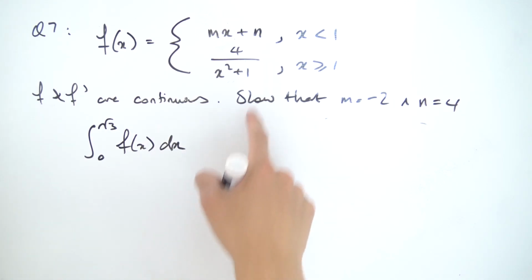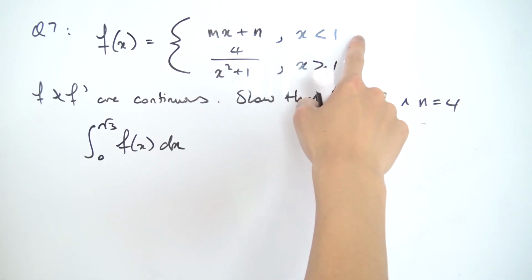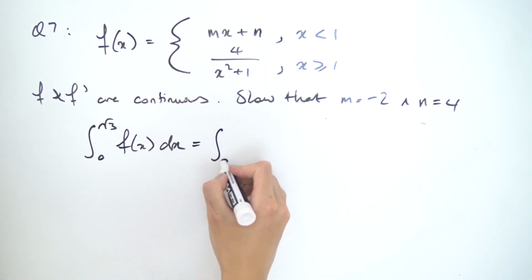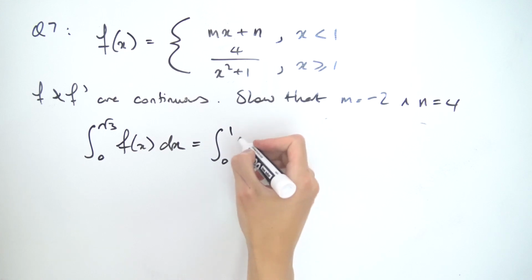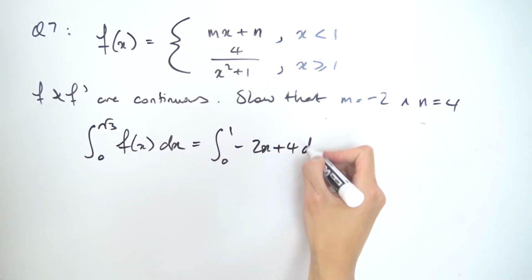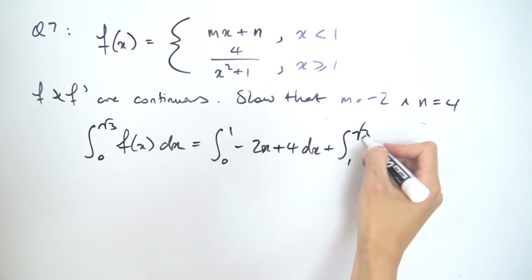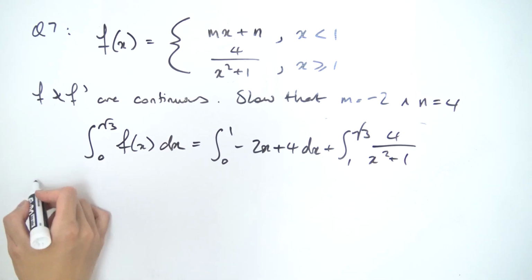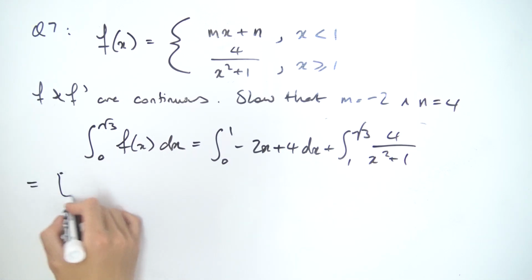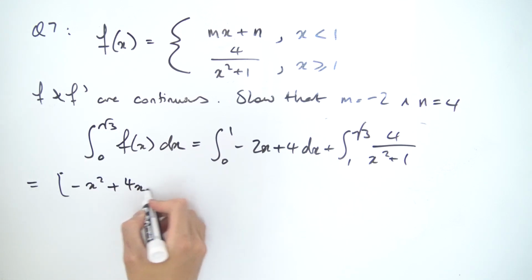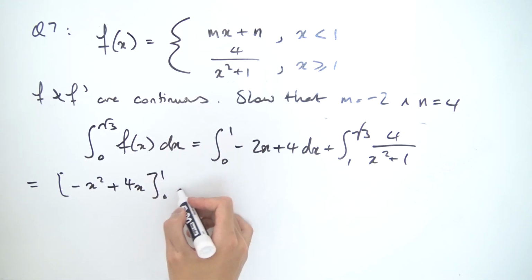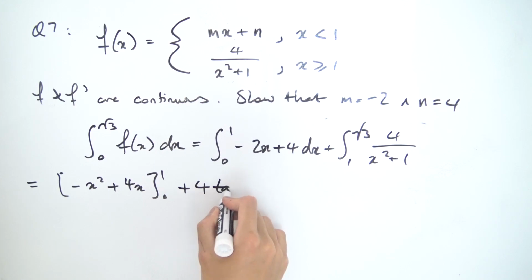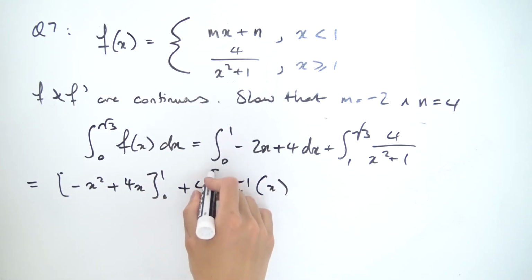And well, notice that they're different functions depending on whether you're less than 1 or greater than 1. So this is equal to the integral from 0 to 1 of mx plus n, which is minus 2x plus 4 dx, plus the integral from 1 to the square root of 3 of 4 over x squared plus 1. These aren't too bad to evaluate. This is going to give you minus x squared plus 4x evaluated from 0 to 1, and then plus 4 times the antiderivative of 1 over x squared plus 1, that's inverse tangent of x, and we have to evaluate this from 1 to root 3.